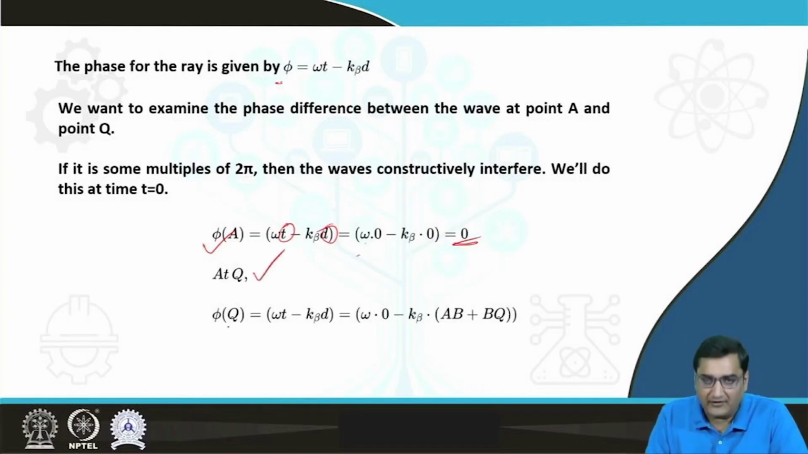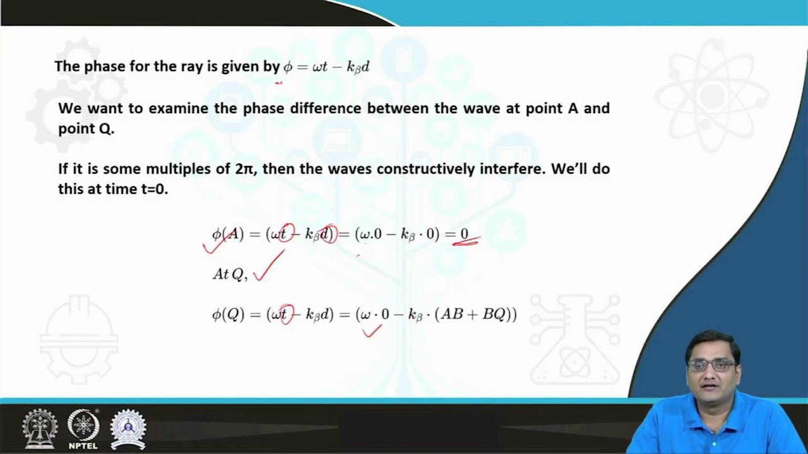So phi, or the phase at Q, will be what? Omega t minus k beta d. That means omega dot 0, so time is again 0 at t, and that means minus k beta (AB plus BQ). That means we have rewritten D, that means the AQ, as AB plus BQ, as I told you previously.